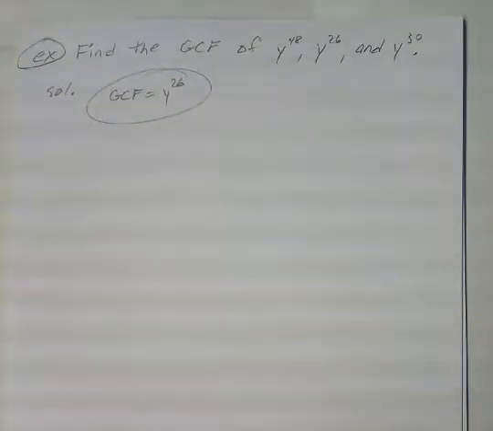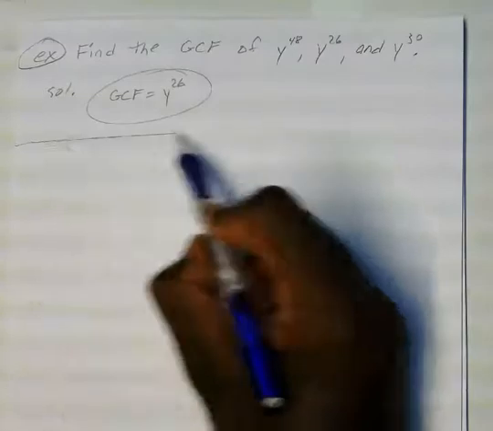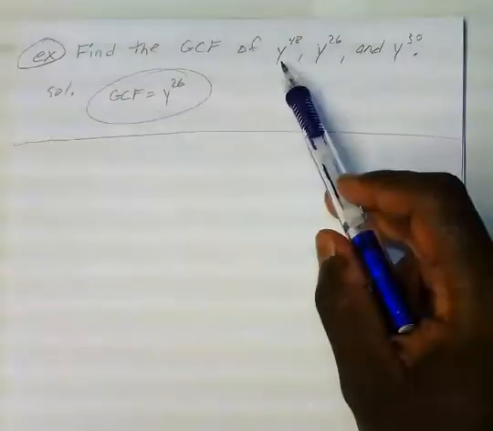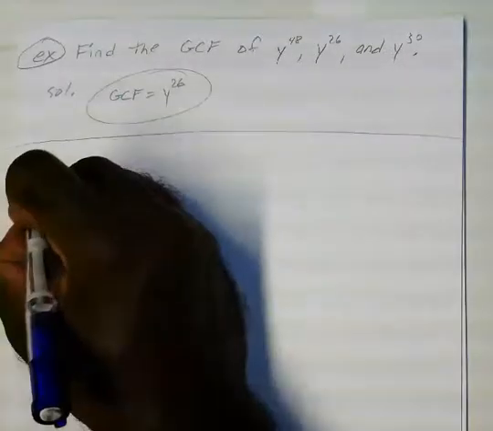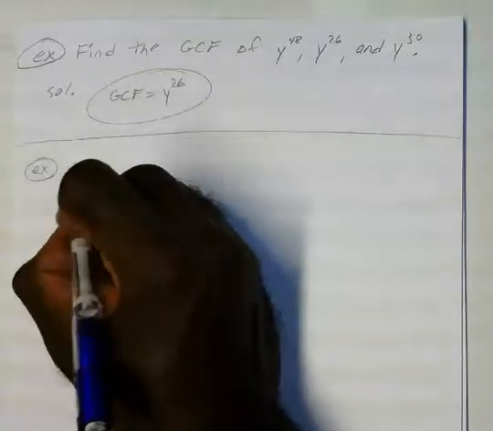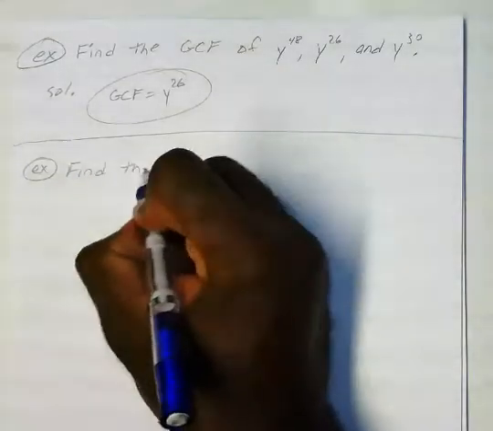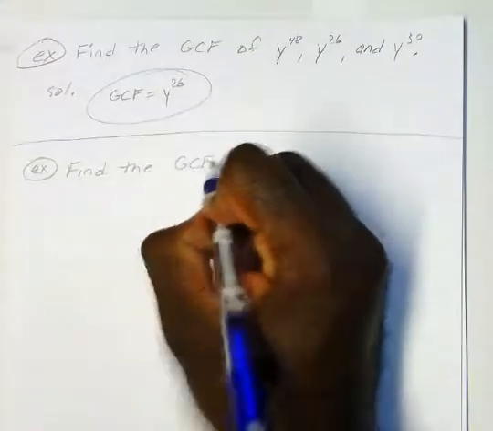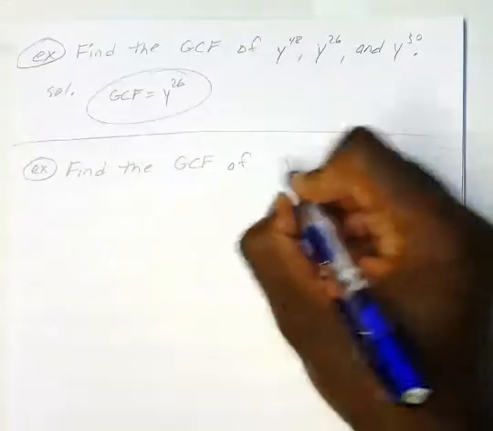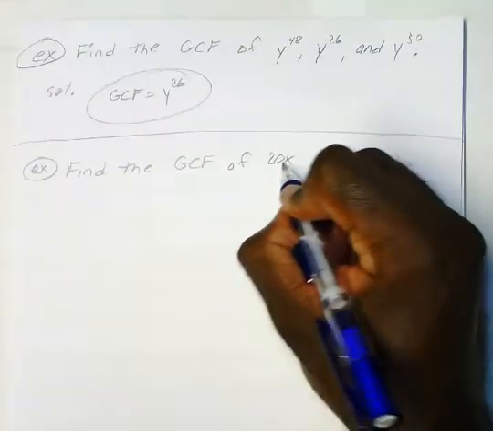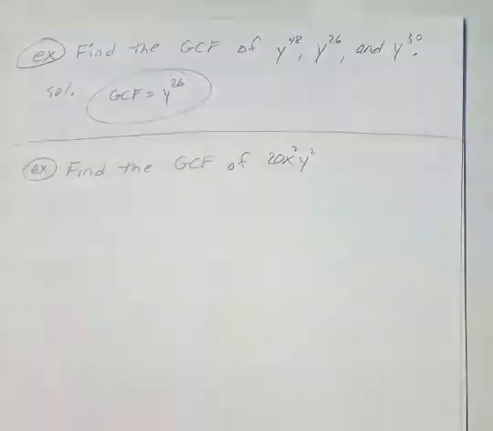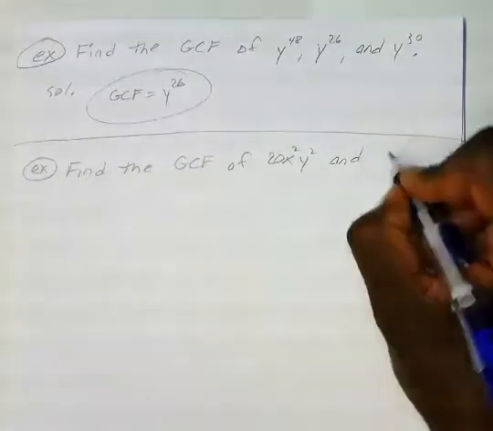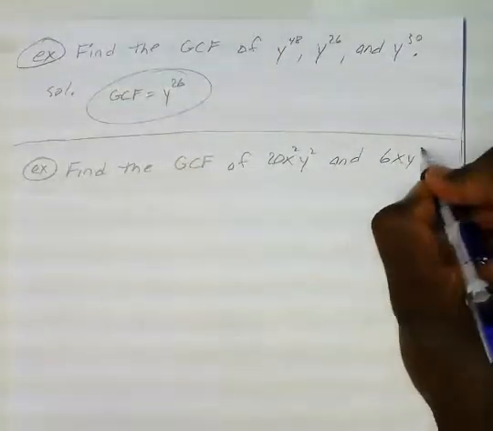Alright. Now what if we have a mixture of variables and numbers? So what if we wanted to find the greatest common factor of 20x squared y squared, and 6x y to the third?